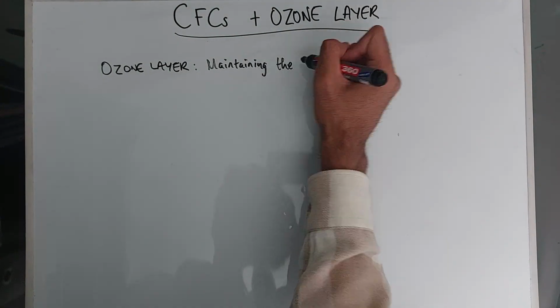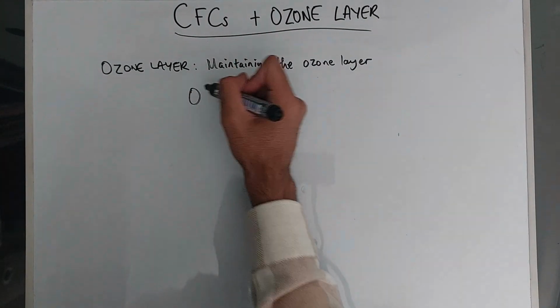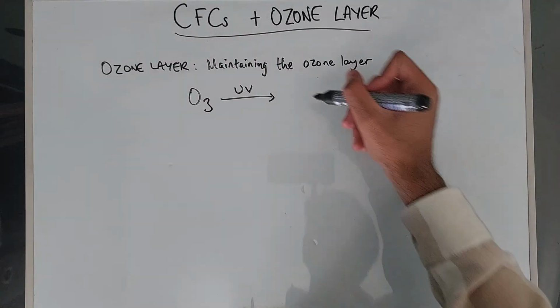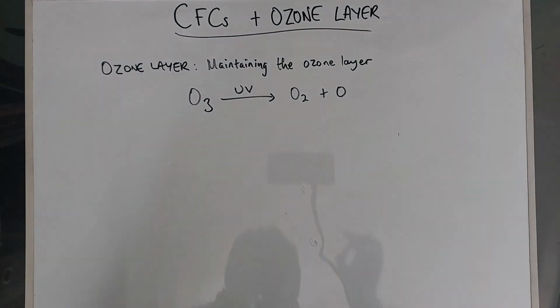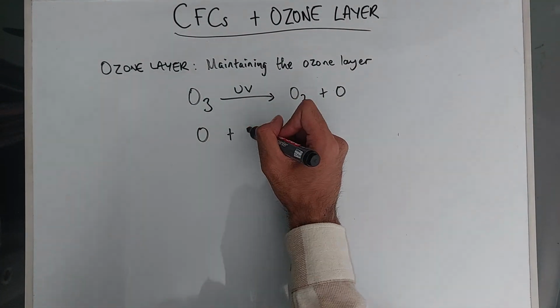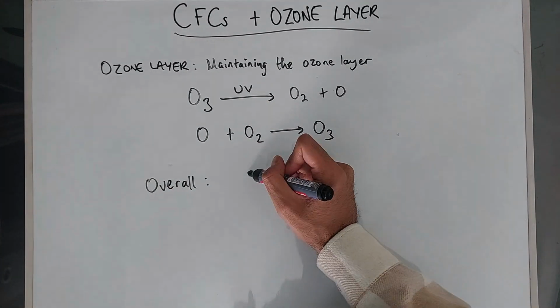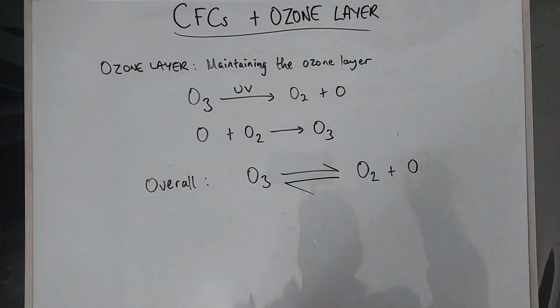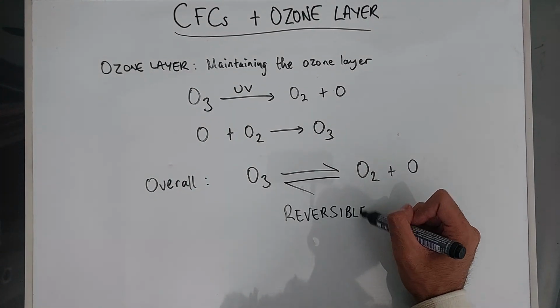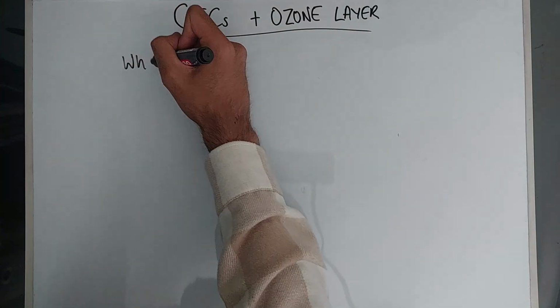Here's the equation that shows how the ozone layer is maintained. Ozone absorbs UV light and splits into an oxygen molecule and an oxygen radical. But oxygen can also be reformed like I've shown here. As you can see, this is a reversible reaction, so as well as being broken down, ozone can be reformed.